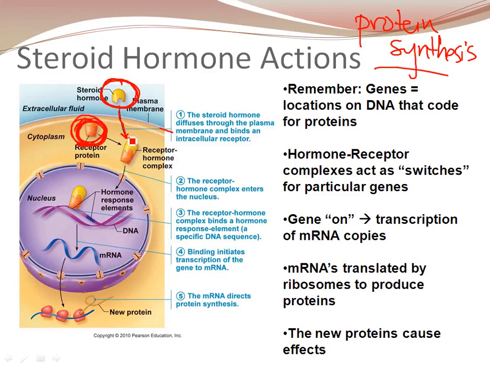Okay, so if a cell has the intracellular receptor, hormones that come into the cell bind to these receptors, and then what happens is these receptor-hormone complexes go inside the nucleus of the target cell, and they bind to DNA. Okay, so they bind next to or just ahead of particular genes on the DNA molecules.